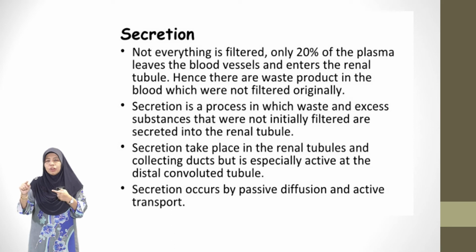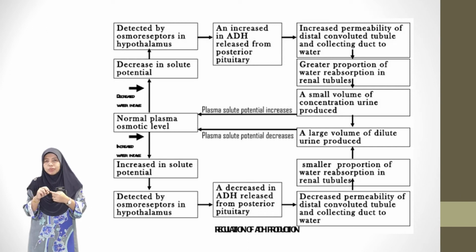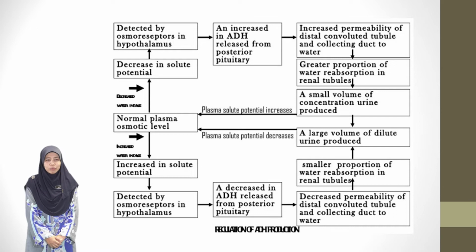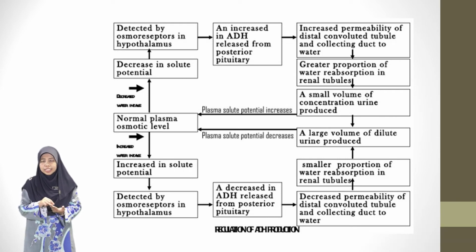From the distal convoluted tubule, the filtrate will enter the collecting duct. At the collecting duct, only water and minerals will be reabsorbed. Now we go to the last part, which is osmoregulation. In blood osmoregulation, the water content in the body will be regulated. The basic concept in regulation is that it must consist of a receptor, a central integrating center, and then the effector.